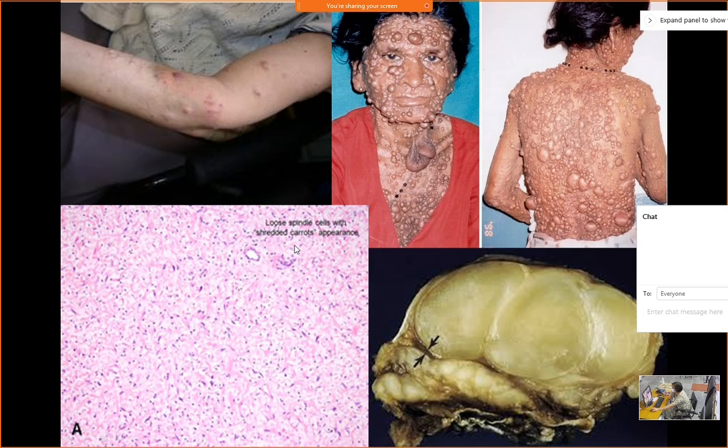And I don't know whether in your NEET they may ask you shredded carrot appearance. That's why I have put this picture for you. These are loose spindle cells with shredded carrot appearance, and they might put this picture for you. You have to diagnose this as neurofibroma if they mention shredded carrot appearance. I don't know whether you can appreciate that. If you try shredding carrots at home, you will notice that one piece lies over the other, and that is what they want to explain here.